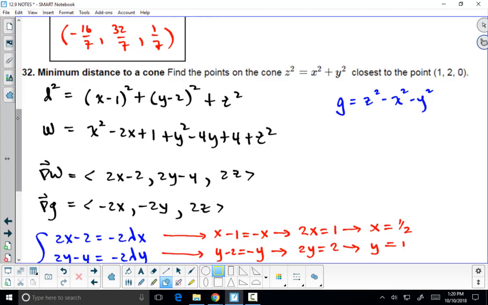Okay. Distance formula with Lagrange where you're dealing with a linear thing, I'm okay with that. That's reasonable. Those aren't too bad.